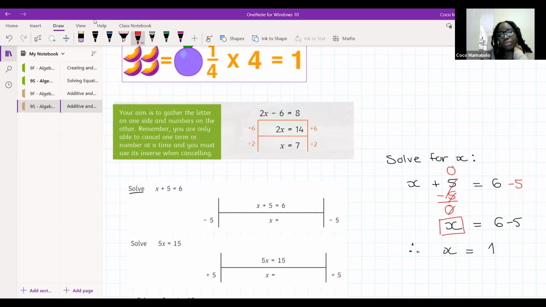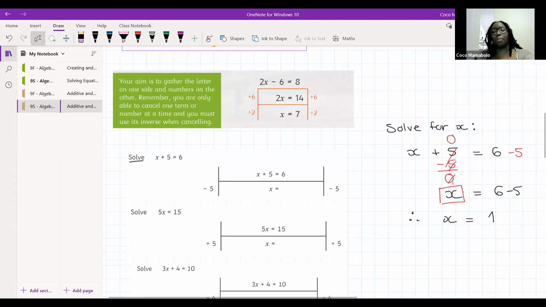But remember, if I minus 5 on my left-hand side, where else must I minus 5? On the other side. That's where we got the 6 minus 5. Making sense? Yes, ma'am. Thank you. Cool. All right. Excellent, my sweetie. Awesome stuff. All right. Let's look at this next example over here.